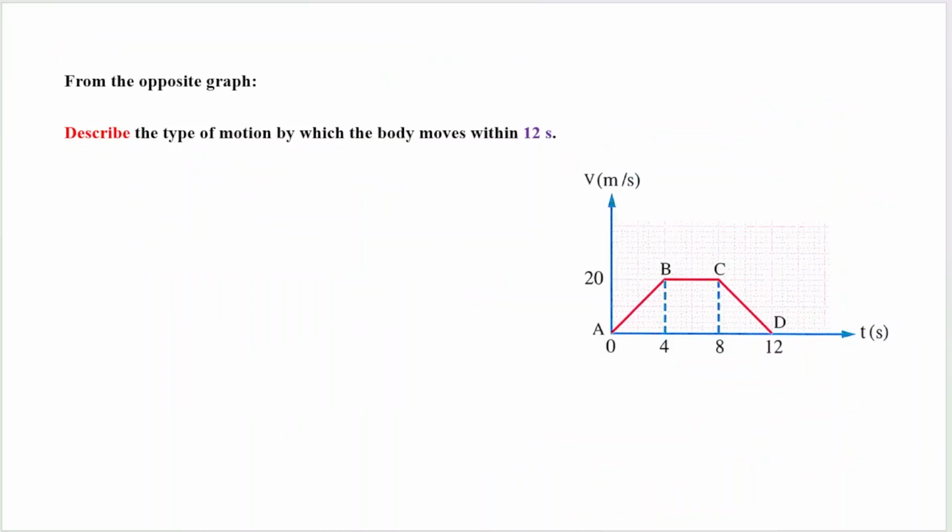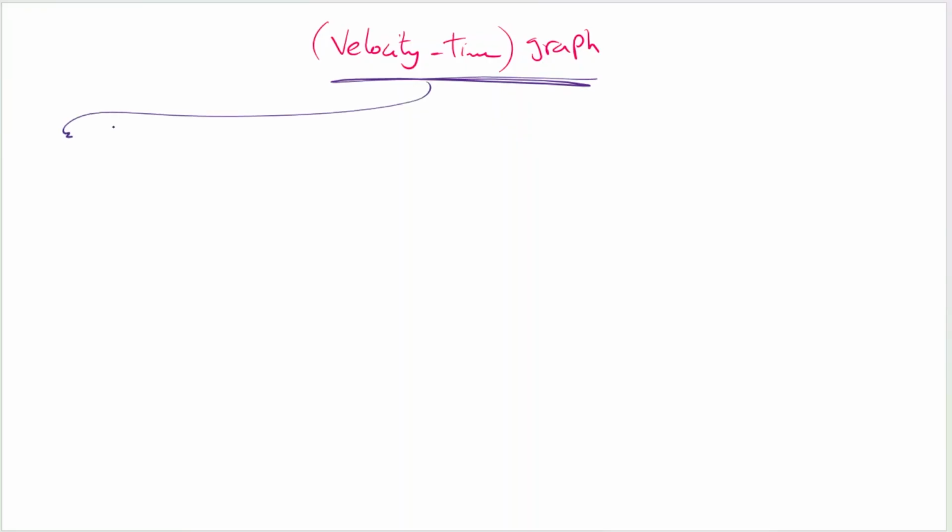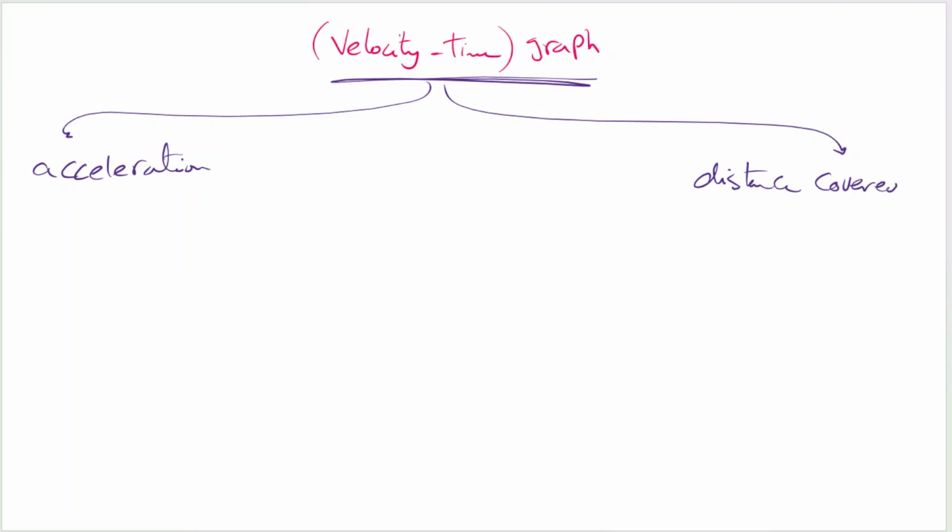So, this slide is very important. What if we have a velocity time graph? From this graph, we can just get two things. From the graph, we can calculate the acceleration, or we can calculate the total distance, or we can say the displacement, the distance covered. Total distance covered.